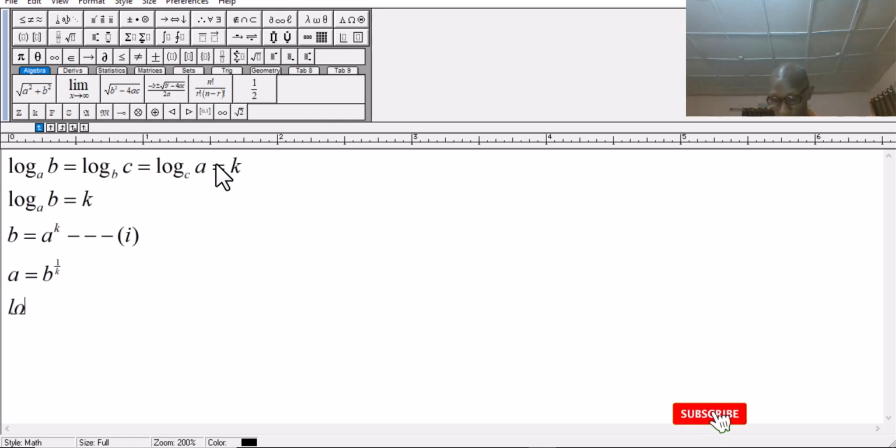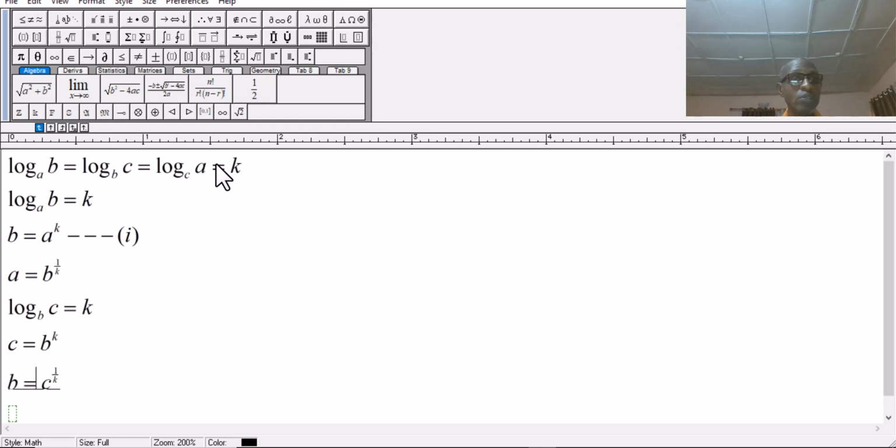Then also we can say that log c to base b is equal to k. So we can say that c is equal to b raised to the power of k. So what this means is that b is equal to c raised to the power of 1 over k. Let's call this 2.